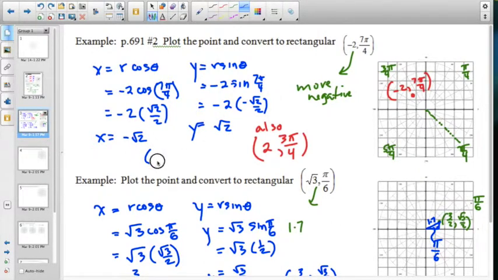So we have the Cartesian coordinates -√2 comma √2. So left root 2, up root 2. Square root of 2 is about 1.4, so that's looking at about 1.4 over and 1.4 up.